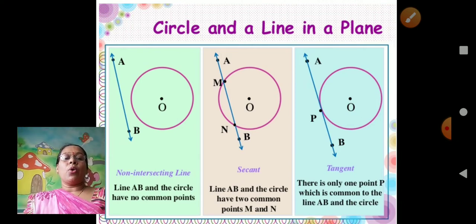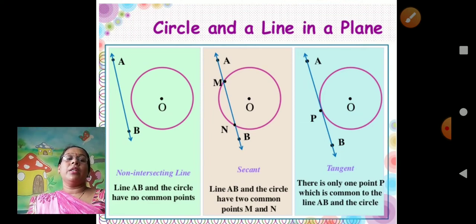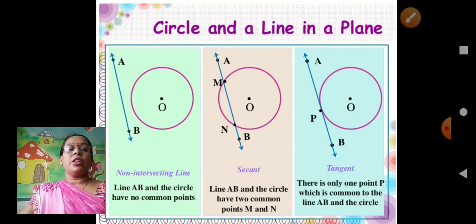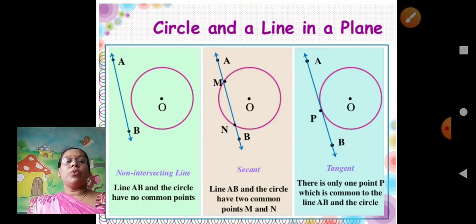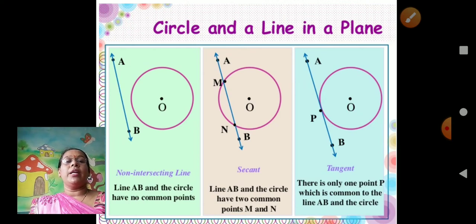First one, they are non-intersecting. Second one, they are intersecting, and third one, they are tangential. If the line touches the circle in a single point, that is called the tangential position. Non-intersecting position, intersecting position, and tangential position, these are the three possibilities between a line and a circle in a plane.